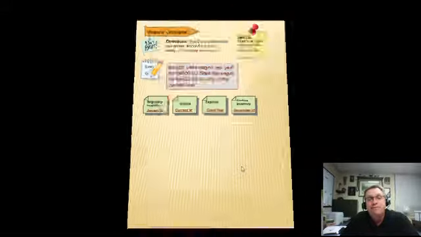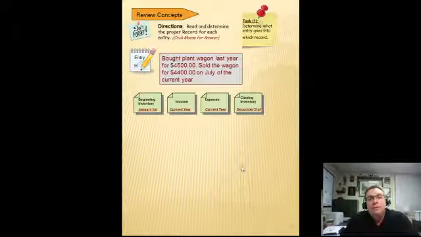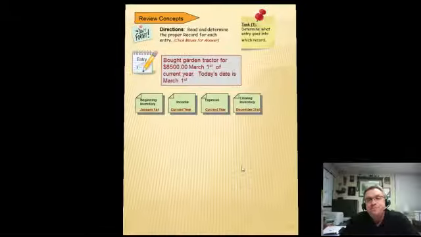You still have it. So let's say you bought that plant wagon last year for $4,500, right? You sold the wagon for $4,400 in July of the current year. So what records would you see that in? Well, you had it as of January 1st, right? But in July, you sold it. That becomes income because that's money coming into the business, and you're taking it off the inventory list, so it won't appear on your inventory list any longer. That money you got for that asset is no longer an asset, but it's cash, and it's moved into income.